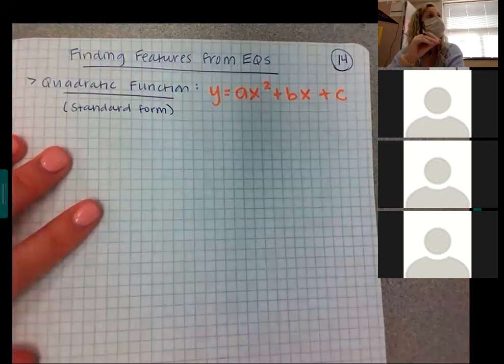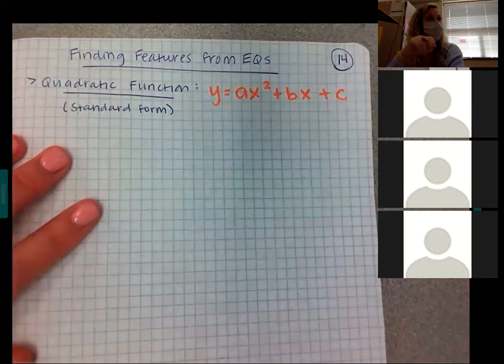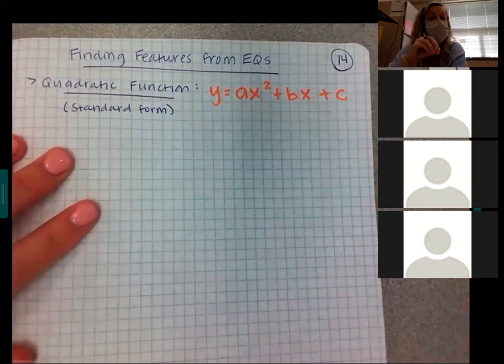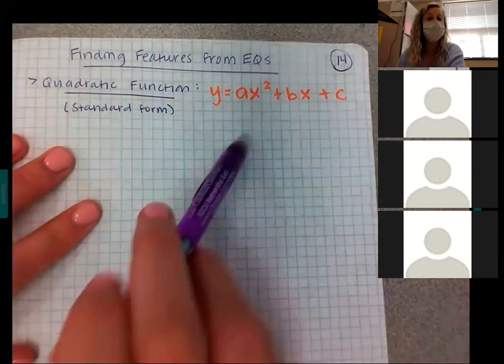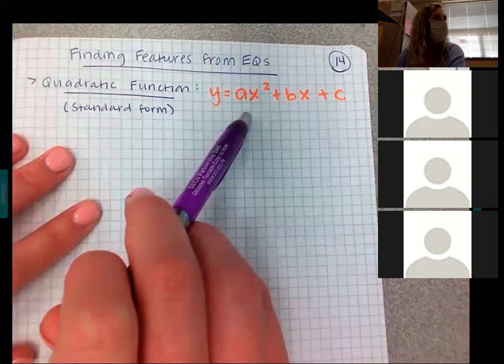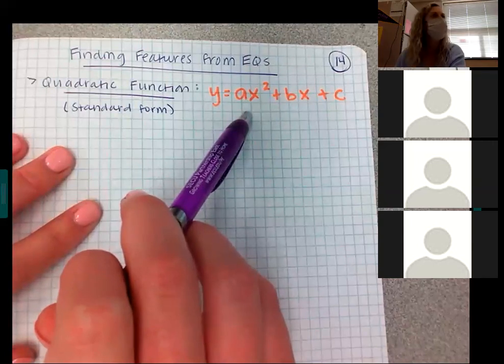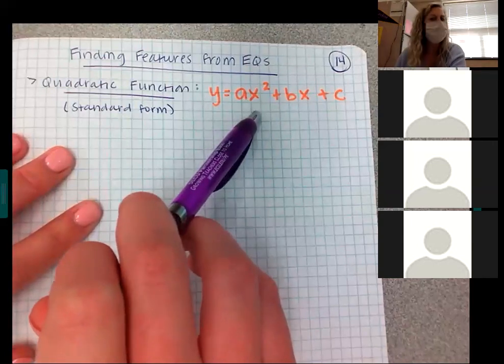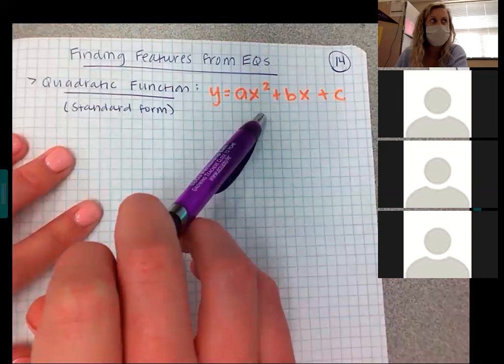This is standard form of a quadratic. We can find all of the features of a quadratic without graphing it by hand. So I'm going to keep it hot with y'all. I do not teach kids how to graph quadratics in standard form by hand because it's too complicated. You got to go make a table, plug in all these different values. It takes too much time. It's not worth it.